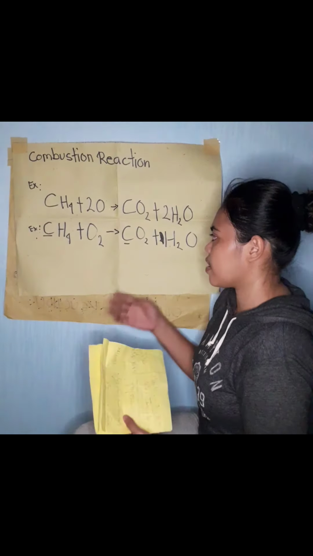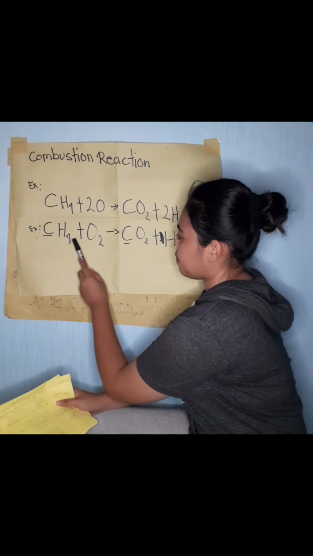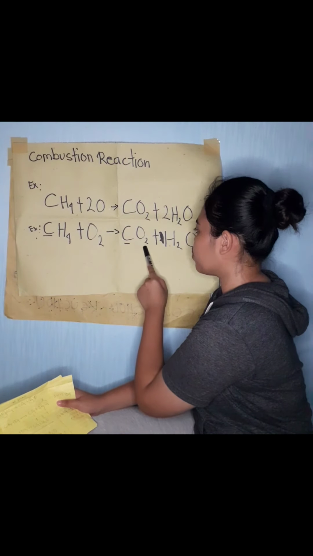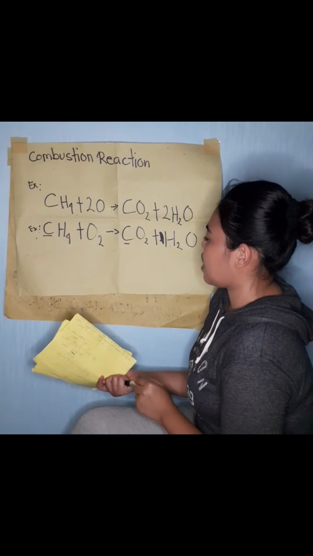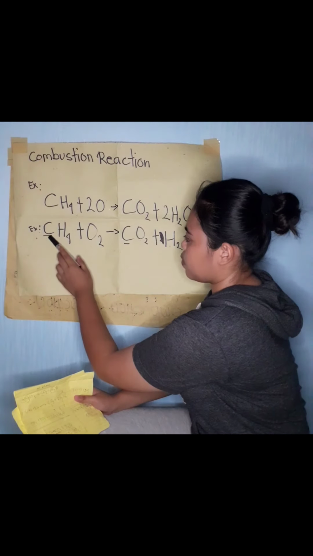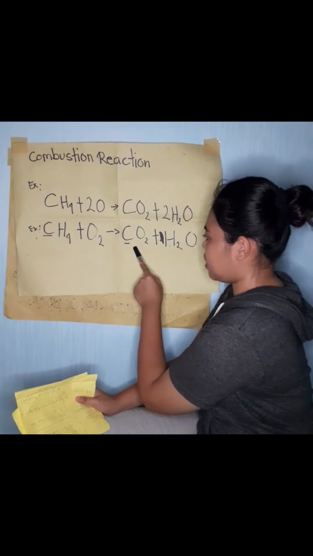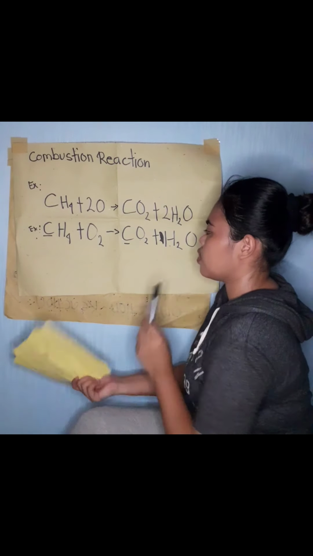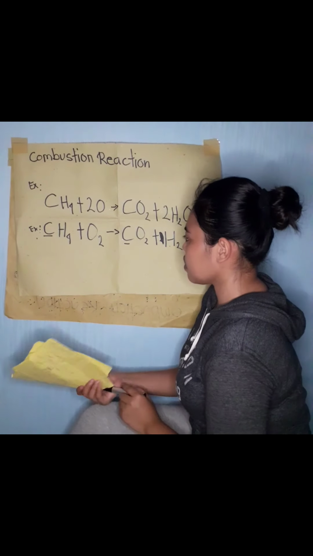Here is another example of combustion reaction. CH4 plus O2, and at the right side we have CO2 plus H2O. Mapapansin natin sa chemical equation na hindi sila balance. Here we have CH4 plus O2, and here we have CO2 plus H2O. So, ano ang gagawin natin para maging balanse silang dalawa?